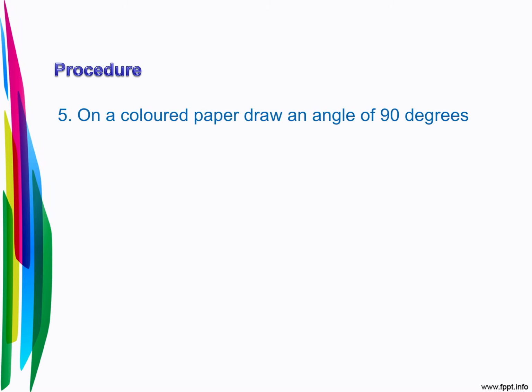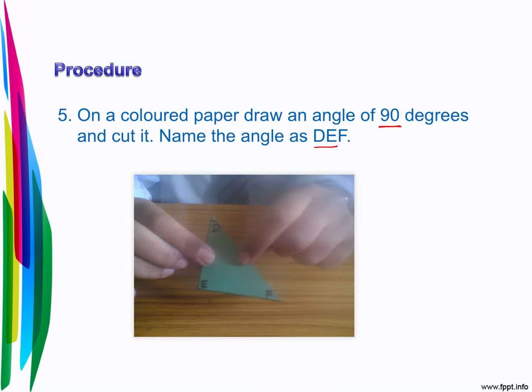Next step, on a colored paper draw an angle of measure 90 degrees. We are going to draw an angle of measure 90 degrees, cut it, and name the angle as angle DEF. So you can see here you have an angle DEF which is of measure 90 degrees. Make sure again it is of a different color.